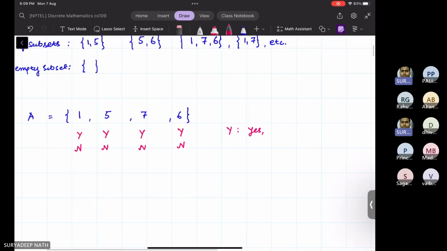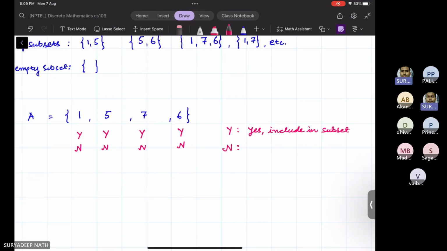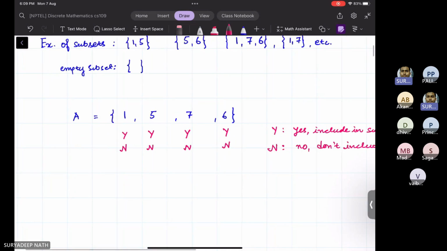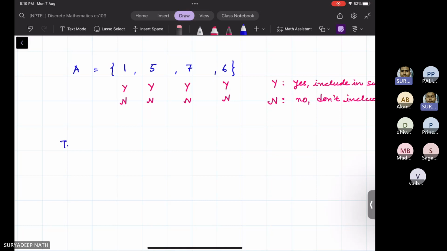So Y stands for yes, include in subset, and N stands for no, don't include. For every element in the set A, we have two decisions. So the total number of possible subsets would basically be 2 to the power cardinality of A, that is 2 to the power 4 in this case.